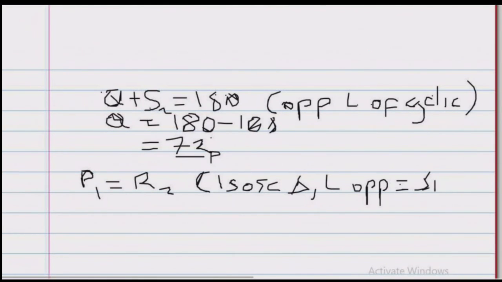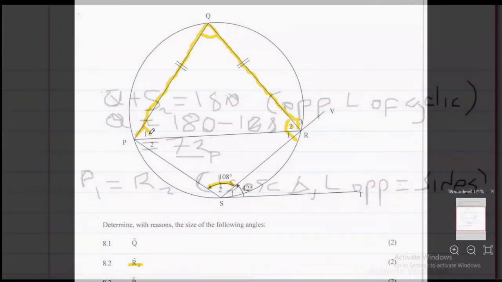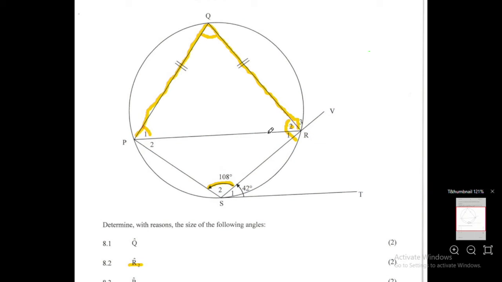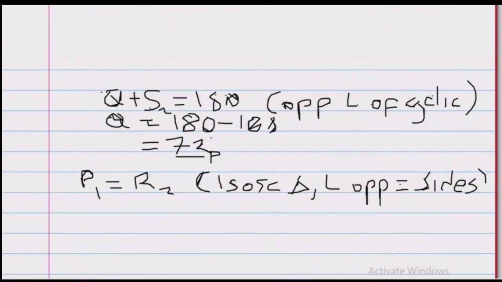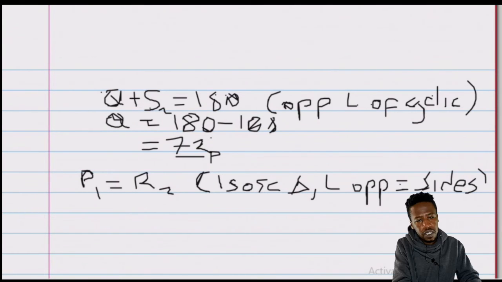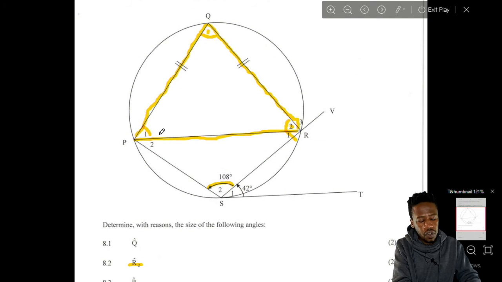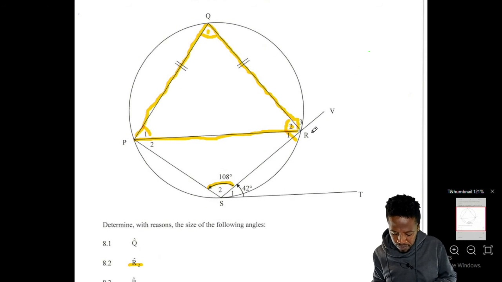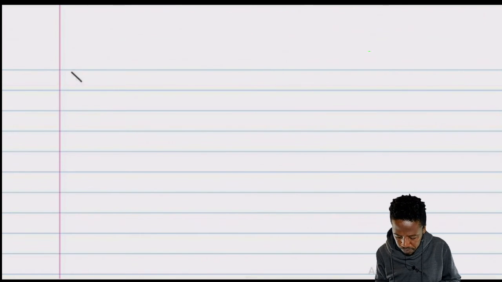All right, now that I have established that this angle equals this angle, and I know the value of Q, which is 72, let me just enclose this and have triangle PQR. This is 8.2.